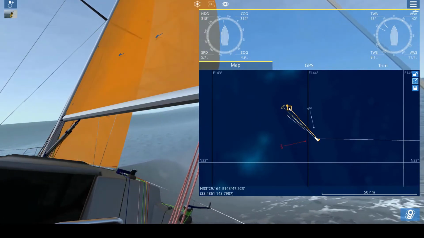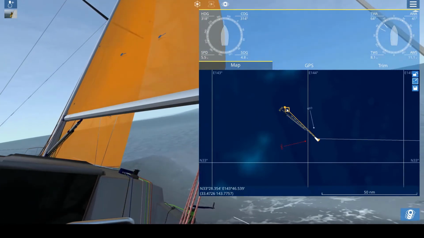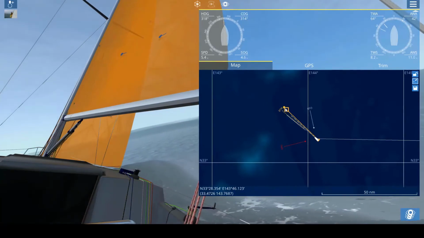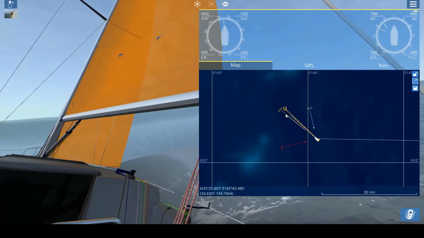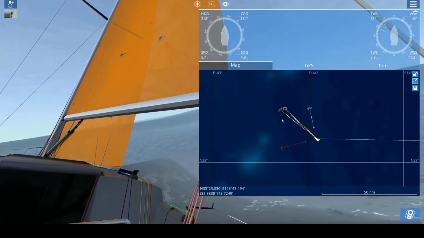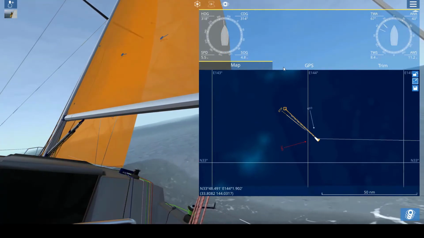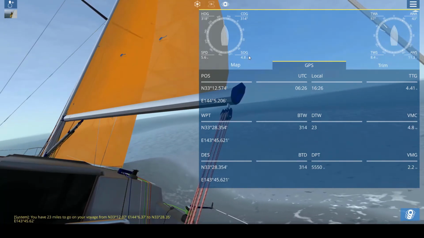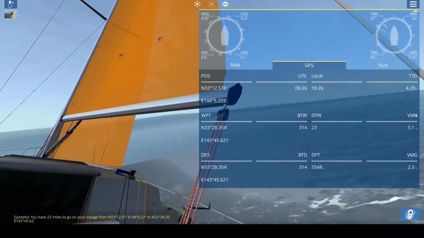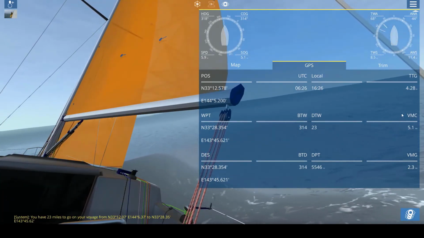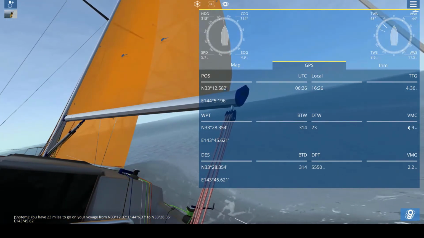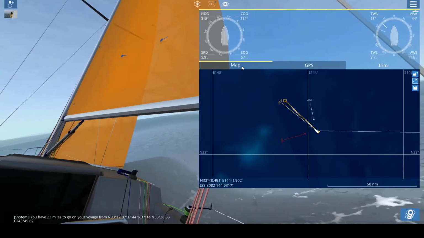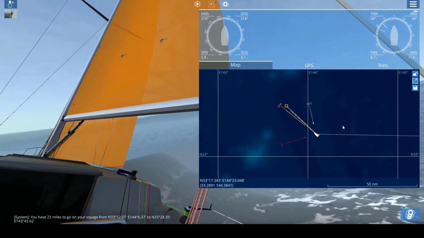Alright, so I've moved my mark to be directly on my COG. So what I should be finding is that my speed over ground and my VMC match. So a good indicator here is that you should be comparing your SOG with your VMC to make sure that you're getting the optimum speed.